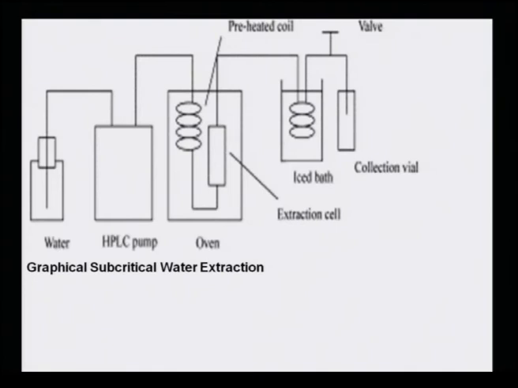This is the graphical subcritical water extractant. There is a preheating coil and extraction cell. Water is pumped through an HPLC pump into the oven, and the heating is facilitated by the heating coil, so the temperature of the pumped water is kept above 100 degrees. This water is very good, I would say something in between the stage of gaseous and liquid water, and it is a good extractant.